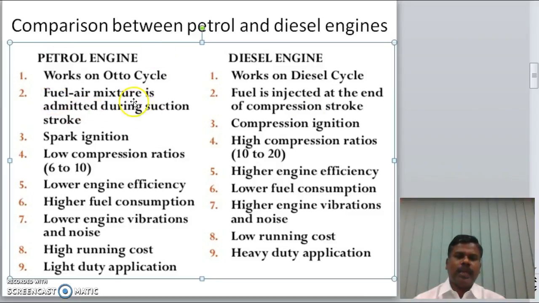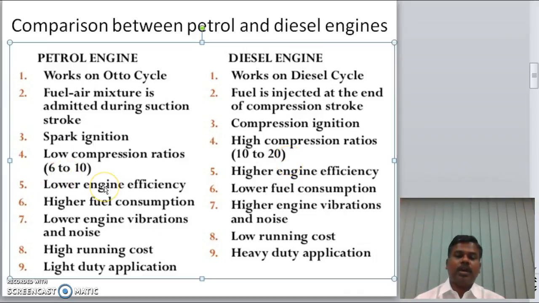In a petrol engine, the fuel-air mixture is admitted during the suction stroke through a carburetor, or now through multi-point fuel injection. In the case of a diesel engine, only air is allowed inside the combustion chamber. In a petrol engine, a spark plug is used to ignite the air-fuel mixture, but in a diesel engine you don't need any spark ignition. Instead, the fuel is combusted by the high compression of the air.